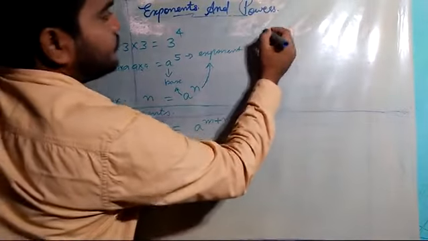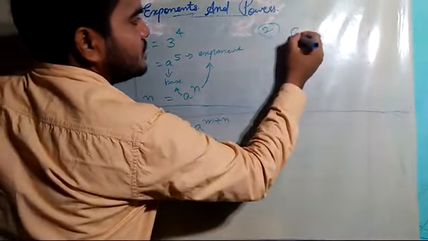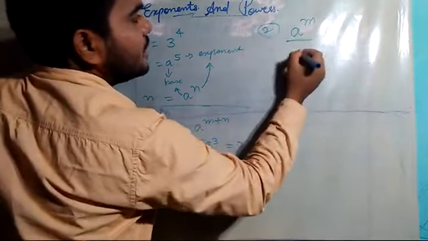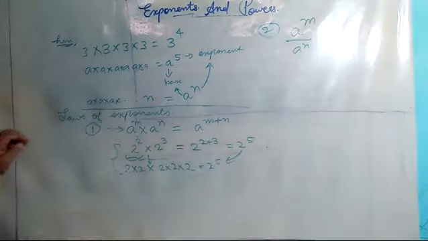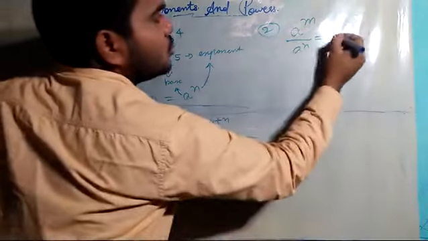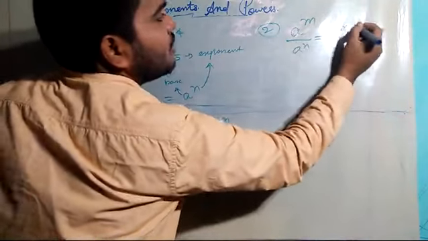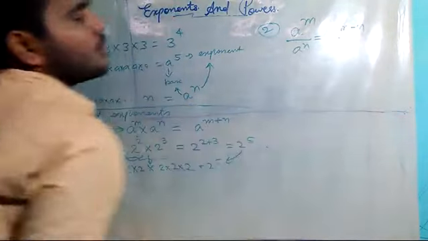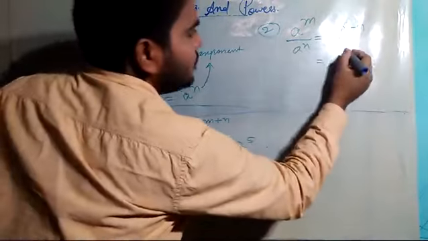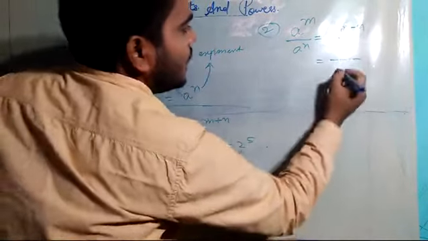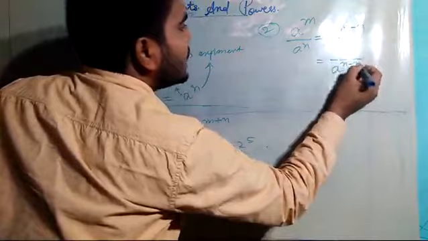Now the second law says, if we have a raised power m divided by a raised power n, I told you when we have division, what are we going to do? We are going to subtract: a raised power m minus n. Or this can also be written as 1 upon a raised power n minus m.